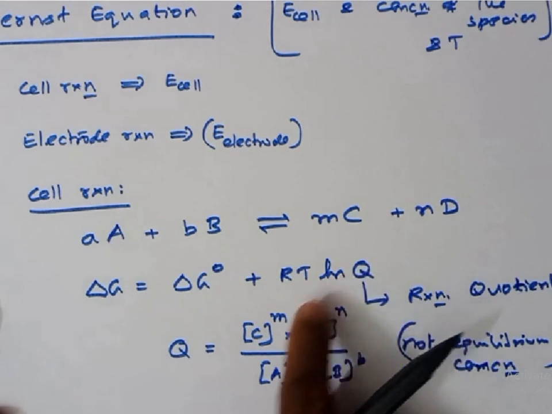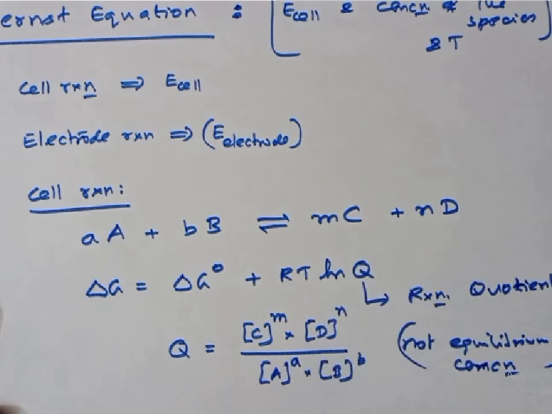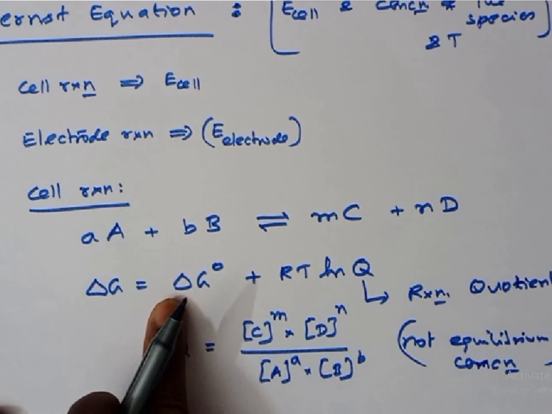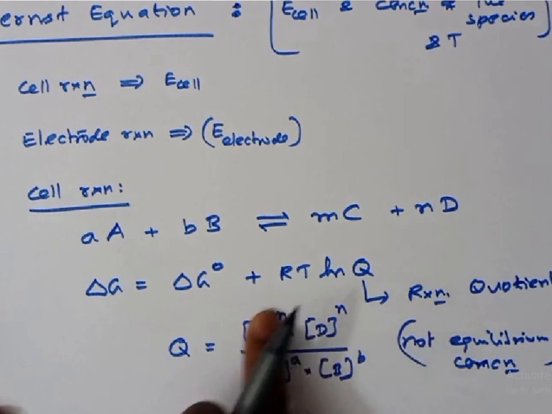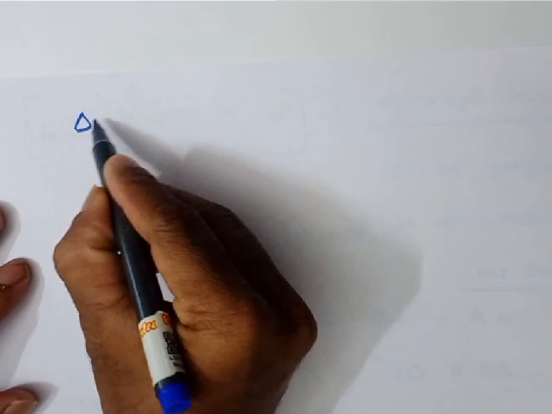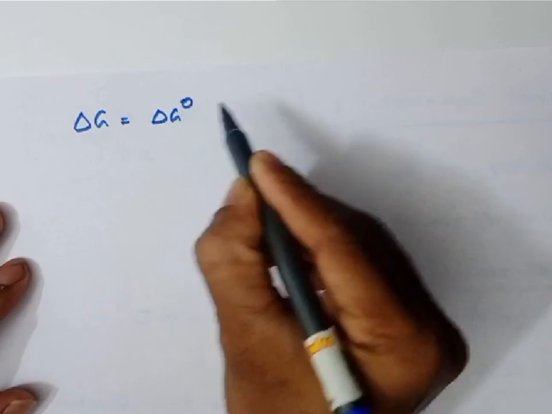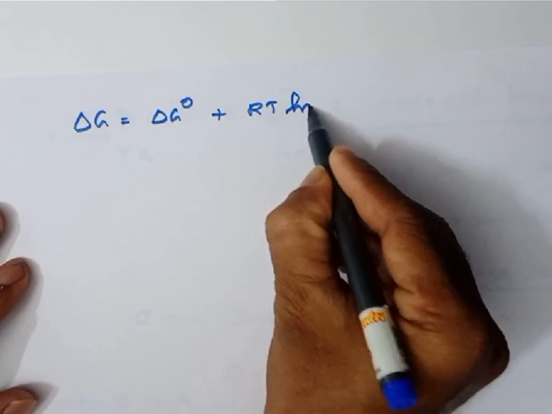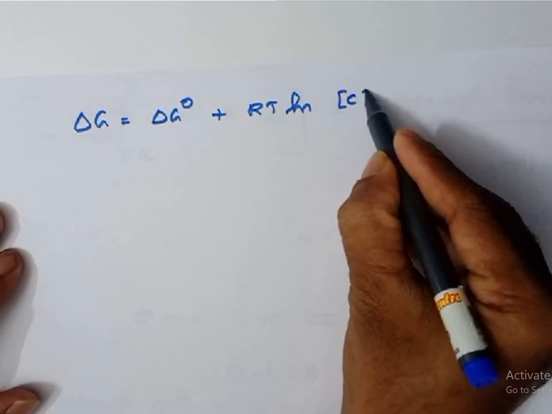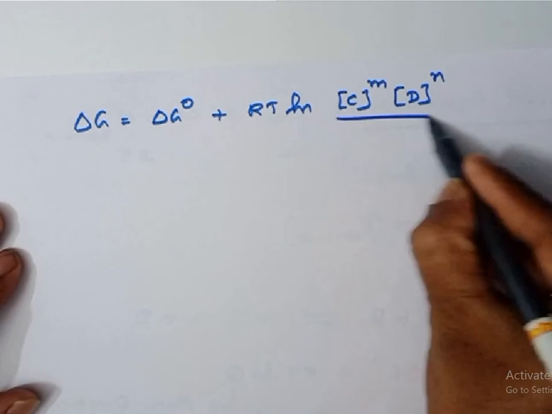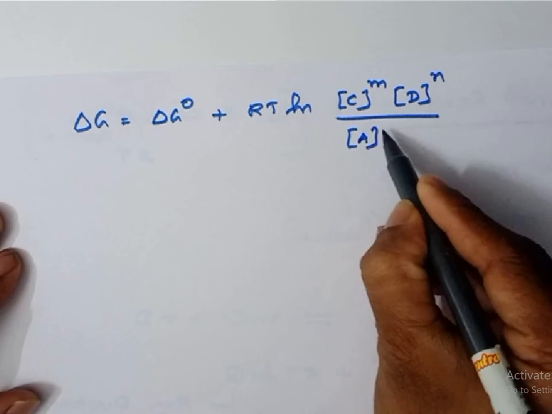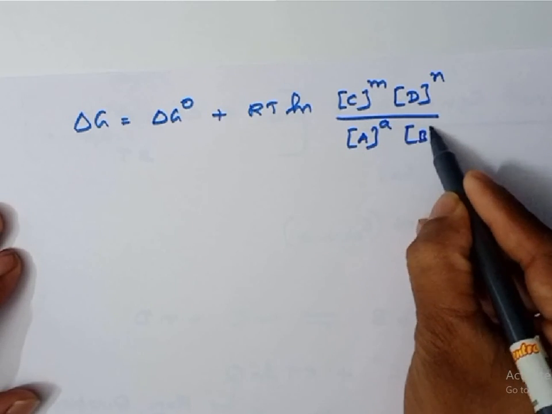Okay, and this is nothing but Q. I'll put this Q here. Instead of Q, I'll put this value here. So what we'll get is delta G equal to delta G naught plus RT ln this ratio. I'll write in the next page. So delta G equal to delta G naught plus RT ln concentration of product C power M into concentration of product D power N divided by concentration of the reactant A power A, concentration of the reactant B power B.